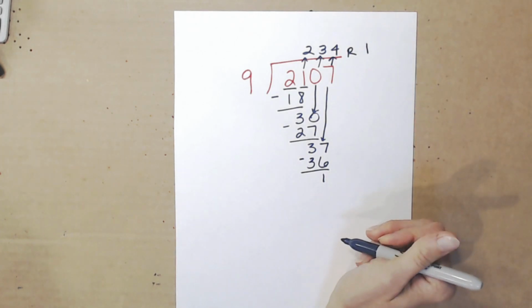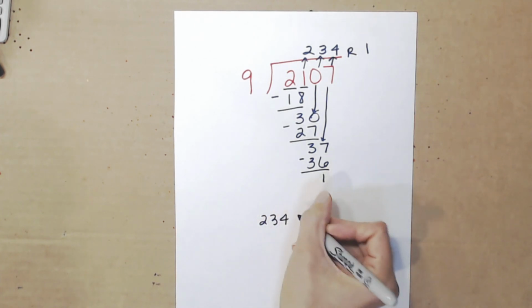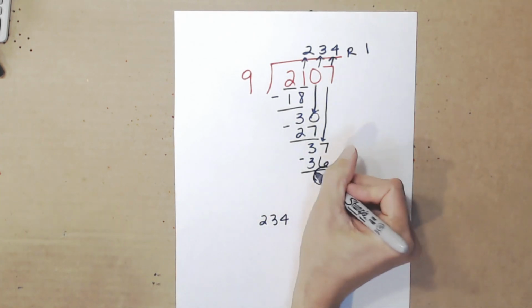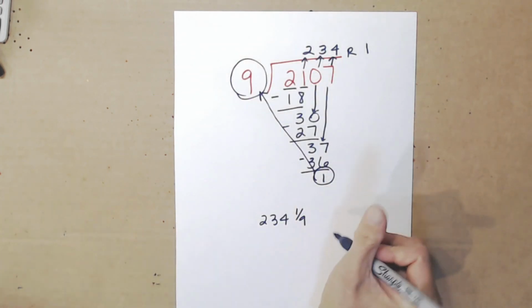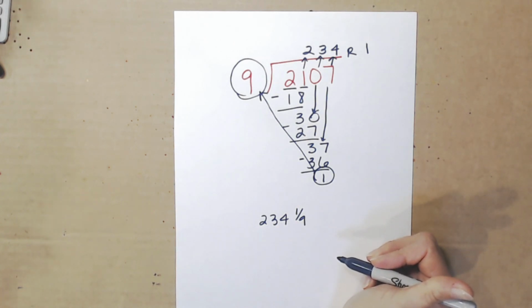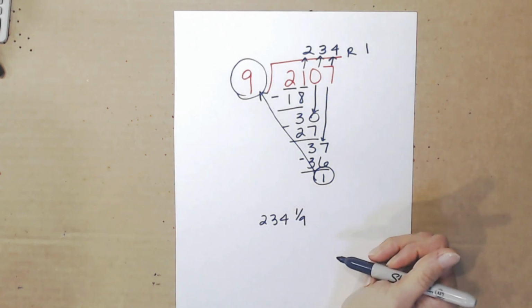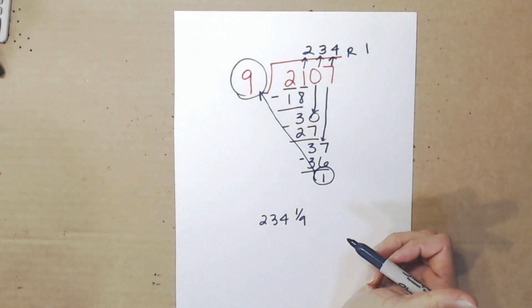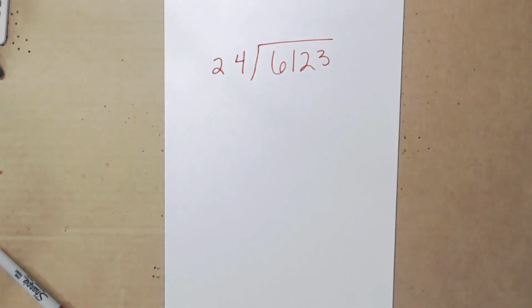Or if I want to be more precise, I can say 234 and 1/9. So you take that remainder over the divisor and you get 1/9. So very precisely, each person would get $234 and 1/9 dollar. We could make that a decimal as well, but for now we're just going to leave it as a fraction. That's our first problem. Now we'll try another.